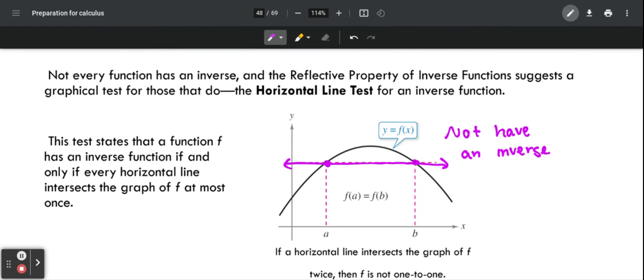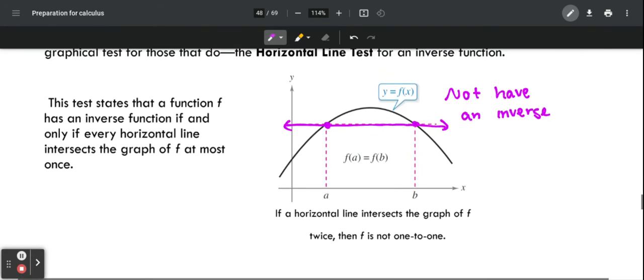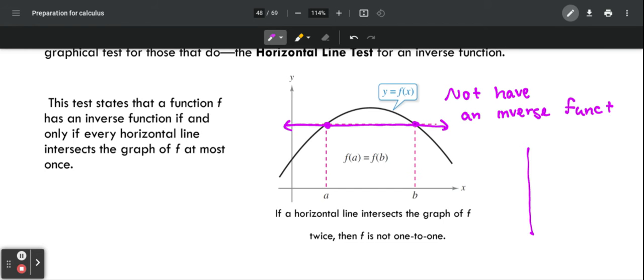An inverse function. Because if you were to graph what the inverse would be, I guess we should define that, an inverse function. It'll have an inverse, but it just wouldn't be a function, because the graph of the inverse would look something like this, right, which wouldn't actually be a function.